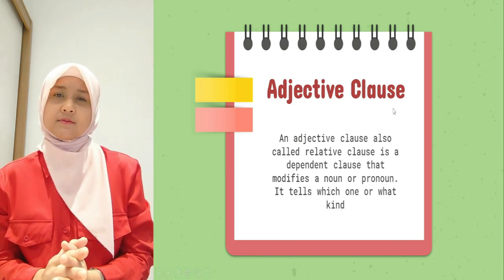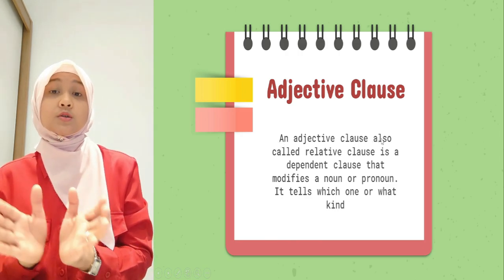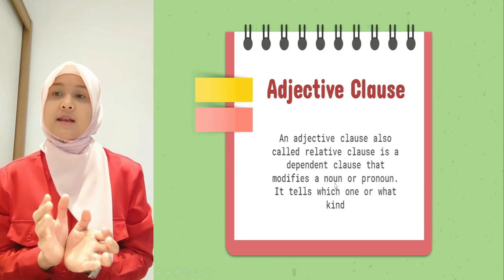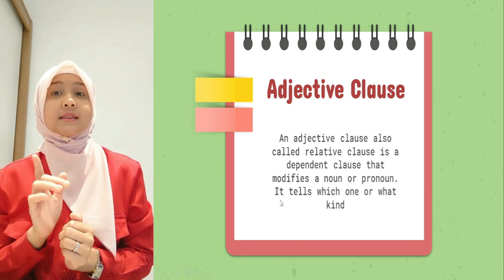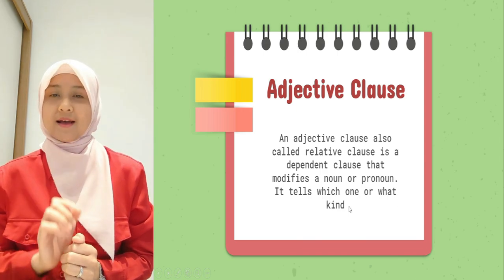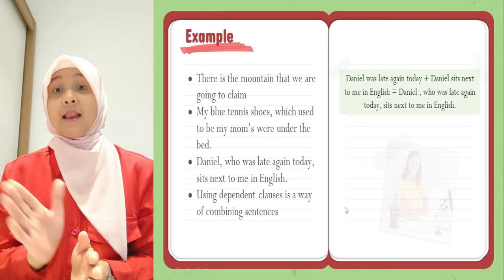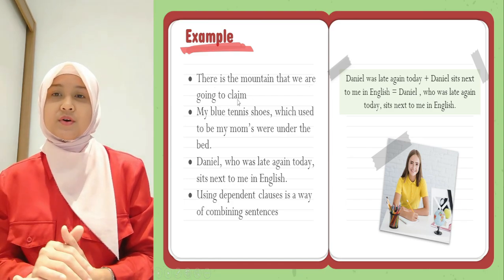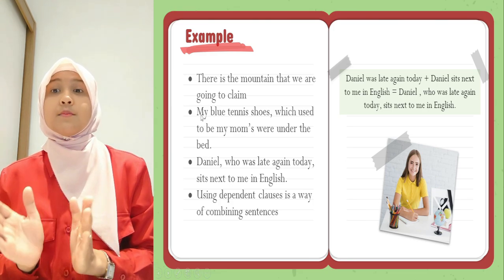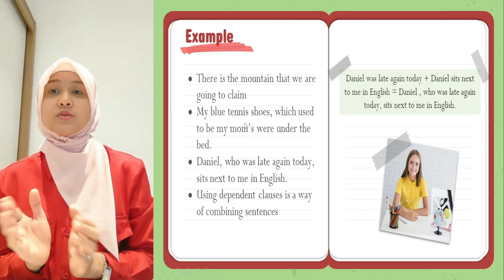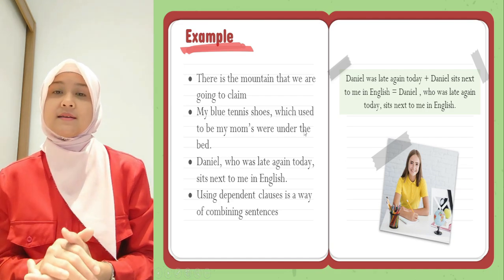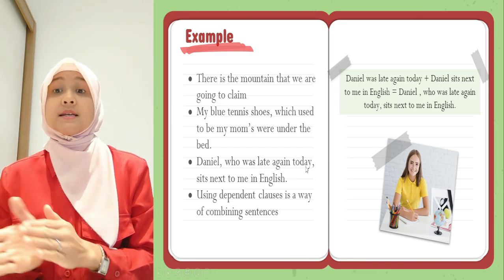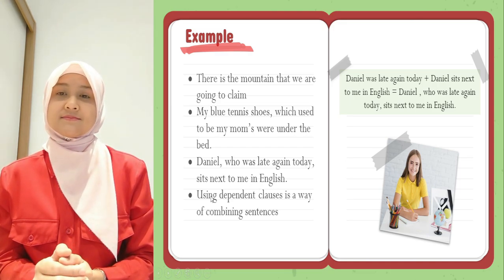What is an adjective clause? An adjective clause, also called a relative clause, is a dependent clause that modifies a noun or pronoun. It tells which one or what kind. Let's go to the examples. There is the mountain that we are going to climb. The blue tennis shoes, which used to be my mom's, were under the bed. Daniel, who was late again, sits next to me in English.